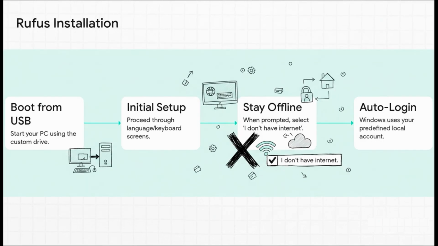So, once you're offline and you've booted from that custom USB drive you made, the rest is a piece of cake. You just go through the setup screens, and when it asks you to connect to a network, you just confidently click, I don't have internet. Because of the rules you baked in with Rufus, Windows will just nod and proceed to create the local account you already told it to.